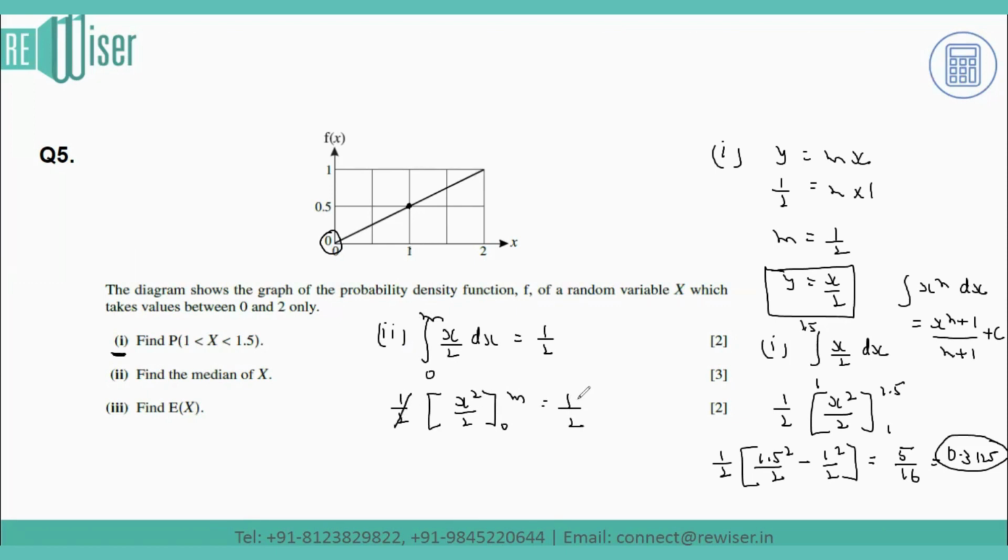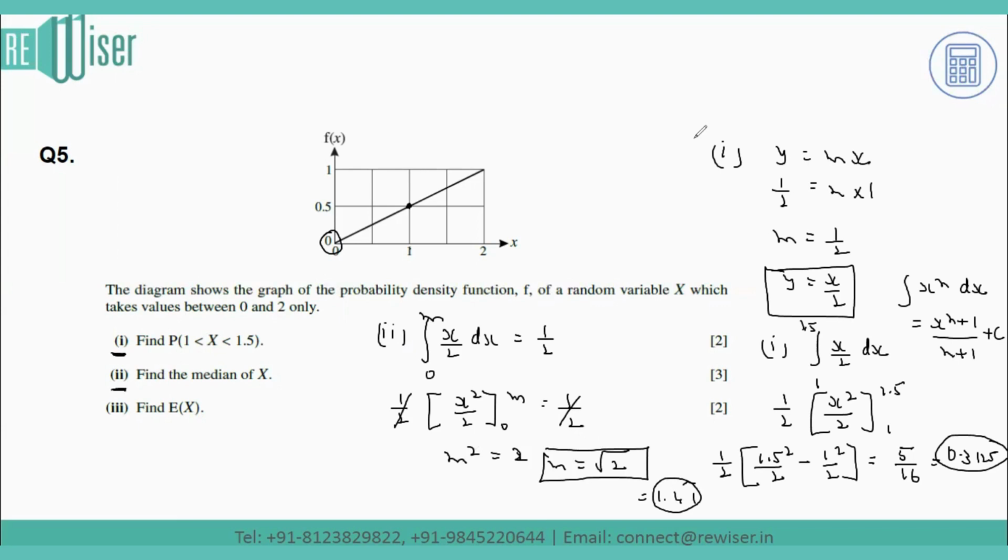This half gets cancelled, so m squared is equal to 2. So the value of m is root 2. That gives our median. In decimals, our median is 1.41. That is the answer for the second part of the question.